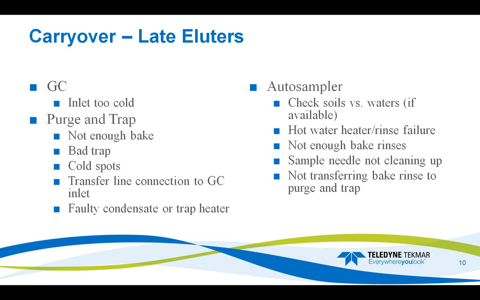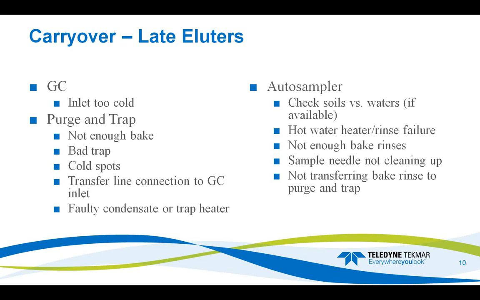If we're only looking at our late eluters, so our heavier compounds, then we have a different set of issues. On the GC side, our inlet may be too cold, so these compounds may be adsorbing to the inlet, not being carried onto the column, not carried into the detector. On the purge and trap side, we may not be using a long enough bake. Our bake may not be hot enough. This could be due to, again, a bad trap heater. We could have a bad trap. We may just be hanging on to things that we should be releasing because our adsorbents are going bad. We could have cold spots within the system.